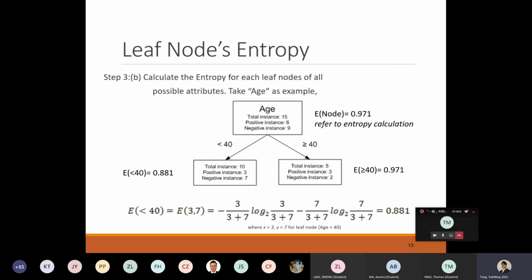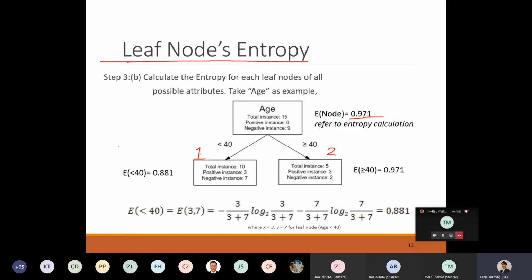Now we need to calculate the leaf node entropy. At the beginning we already calculated the root node entropy, which is equal to 0.971. For the root node we have 2 leaf nodes, leaf node 1 and leaf node 2, and for these 2 leaf nodes we also need to calculate the entropy for leaf node 1 and for leaf node 2.